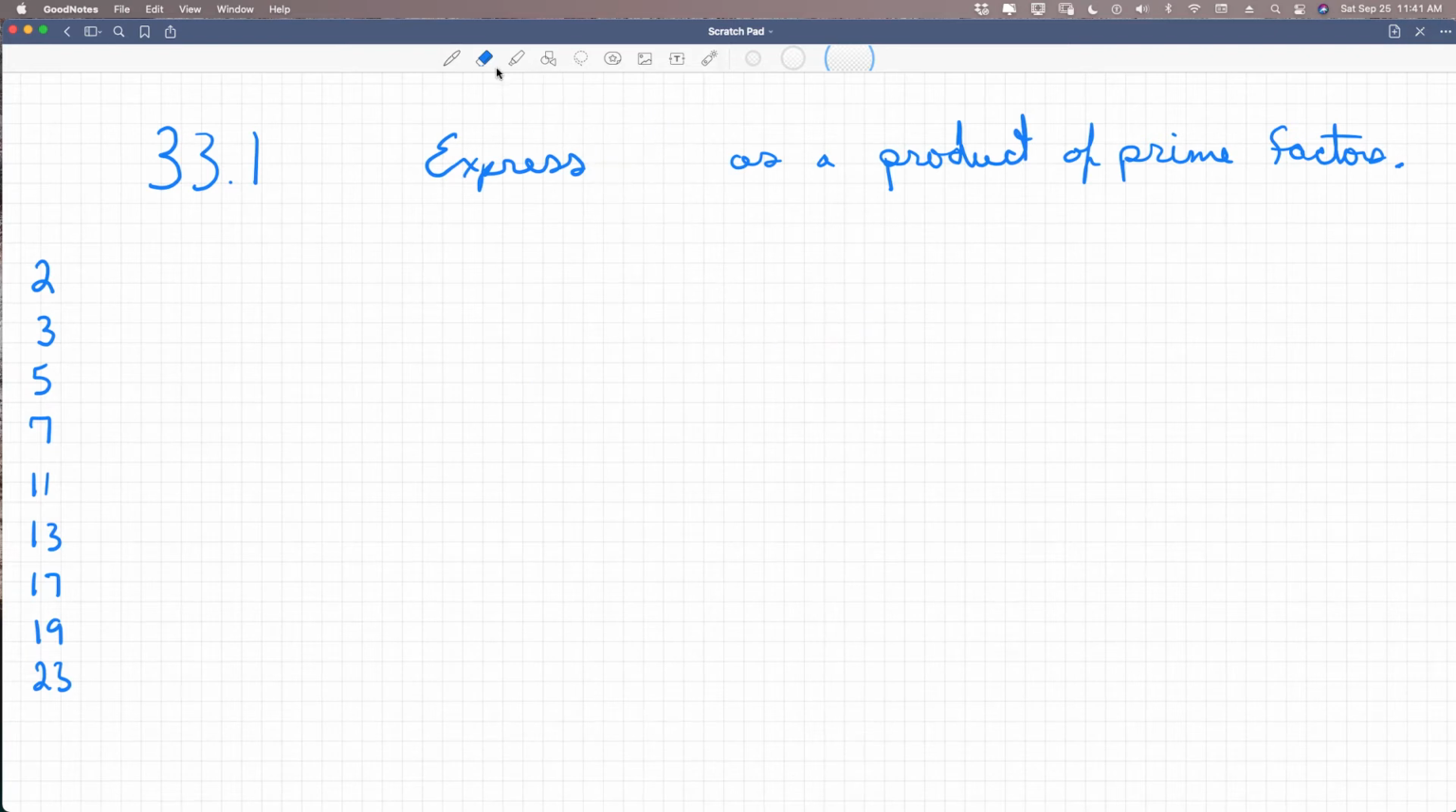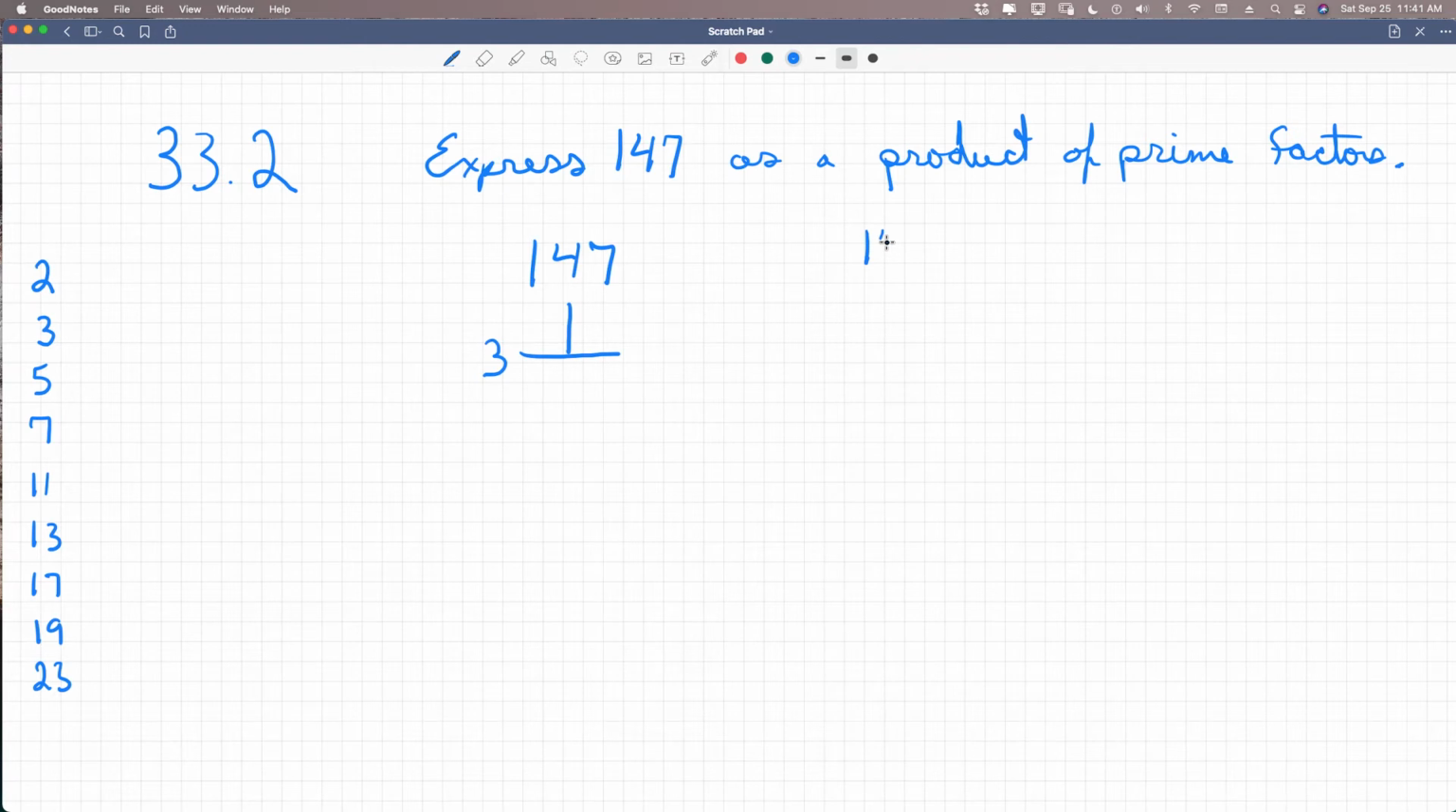And I'm going to change the number. And this time we're going to express 147, and this is example 33.2. So let's take 147. Okay, so we know we can't use 2 because 2 is for even numbers. If you have an even number, start with 2. So let's try 3. So let's make our little tree, and let's put 3 on this side.